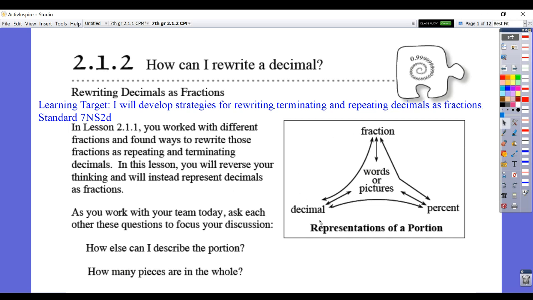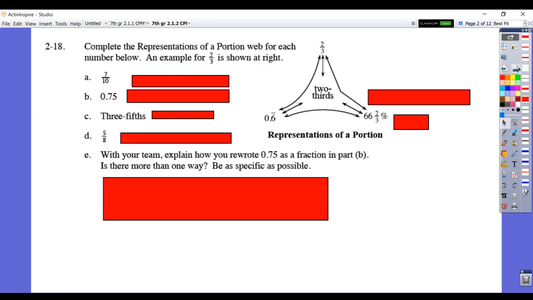So remember that we have worked before with the portions web, knowing that we can make connections and transitions from fractions to decimals to percents to words or pictures. So for 2-18, they want us to complete a representation of a portions web for each number. They did the example of 2/3.